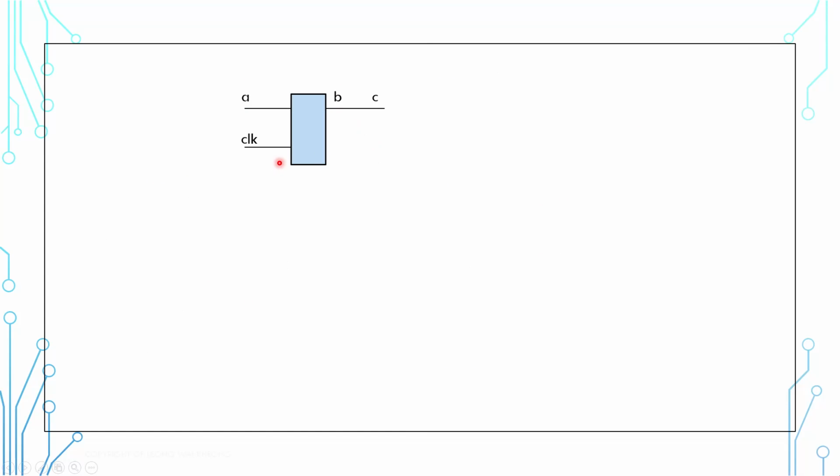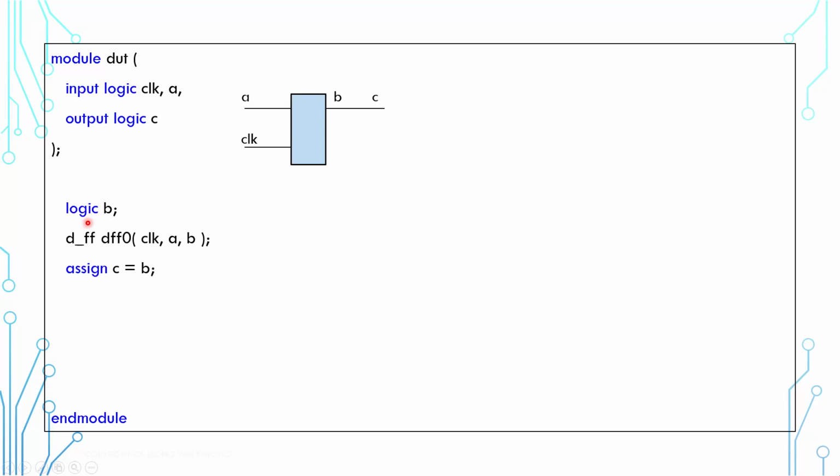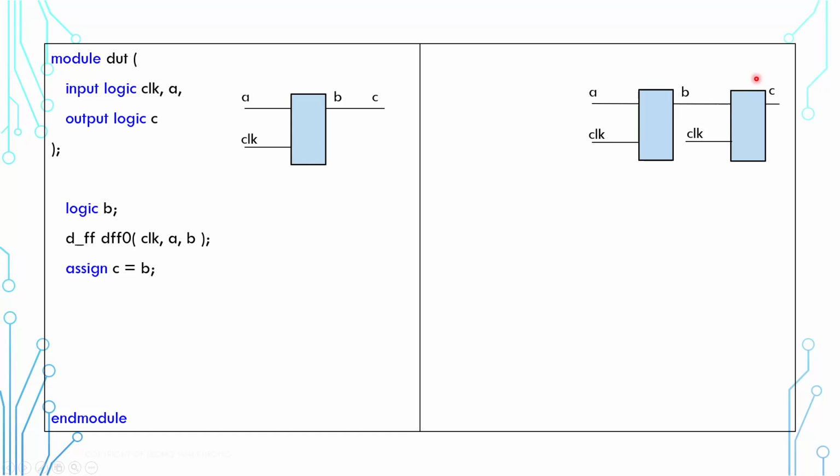This is a simple design. It has input clock, input A, and output C. And for discussion's sake, let's put a point B here. We can describe the design in a structural manner. Assume we already have a primitive for the flip-flop and it is called DFF. We instantiate one DFF where it is connected to clock A and B, and C is assigned to B. Simple. Now another design. It is almost the same except it has an extra flip-flop.